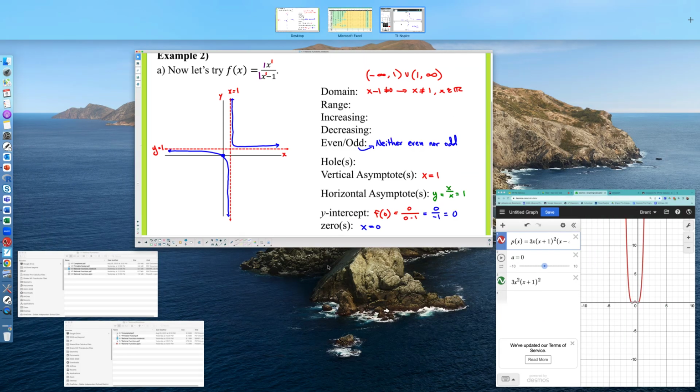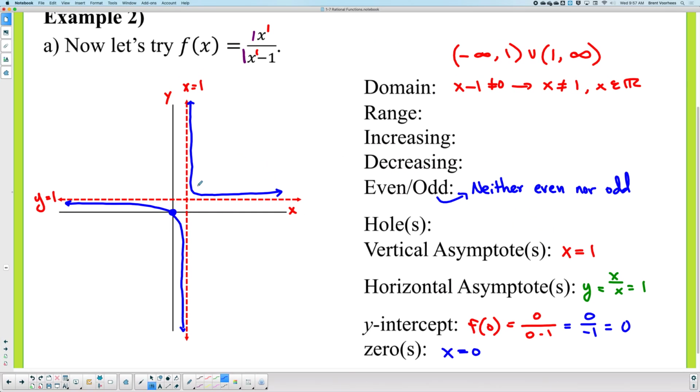All right, tell me about, now that we have it drawn, the range. Is it all reals? Does it go forever down, forever up, and never skip any values? All reals except for 1. For brevity, let's just write it that way. It's all reals except for 1. All reals except for that asymptote.